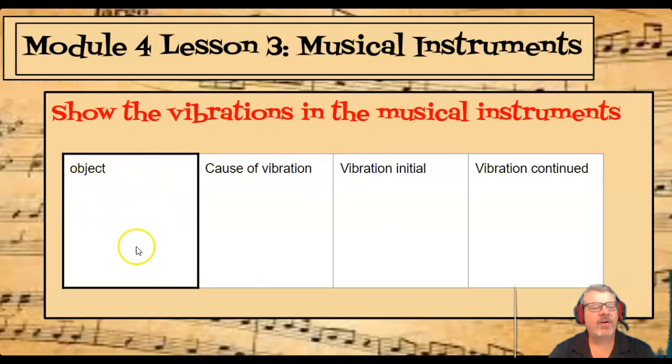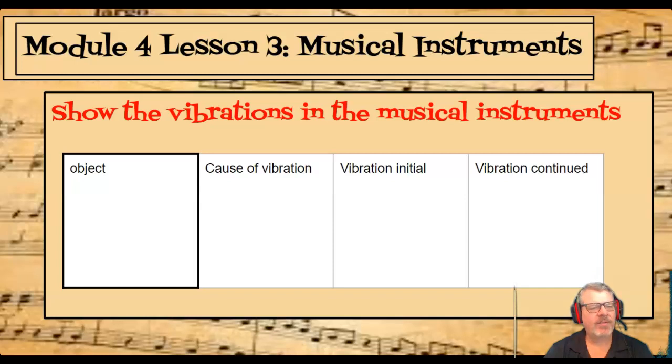So you're going to start off with the drum, and they want you to draw the drum. In the second box they want you to draw the cause of the vibration, so you want to draw the drumstick hitting the drum. And then in the next box they want you to show right after the drumstick struck, what did the drum head look like, and then what it would look like as it continued on.